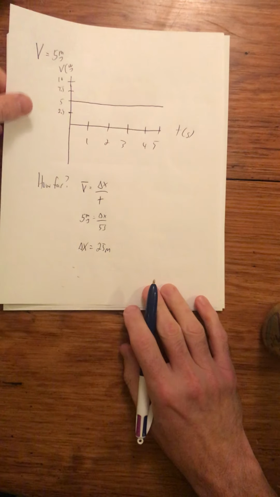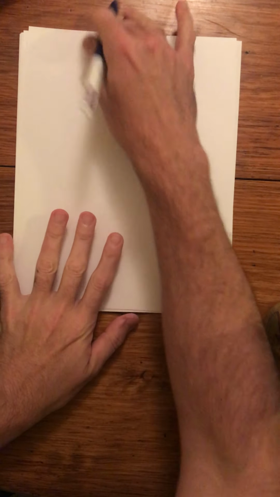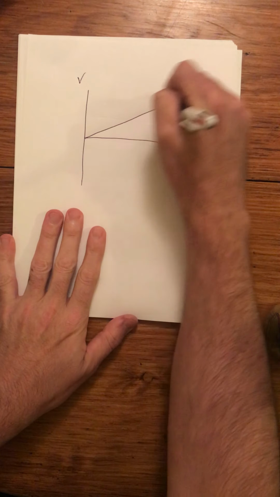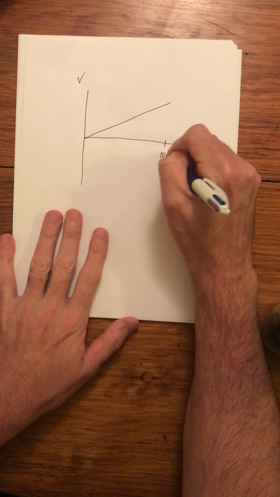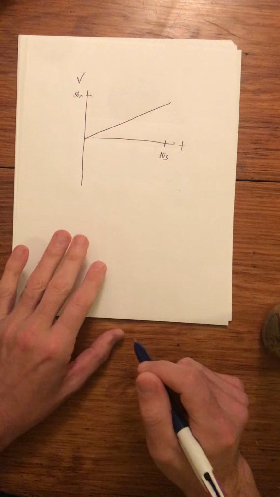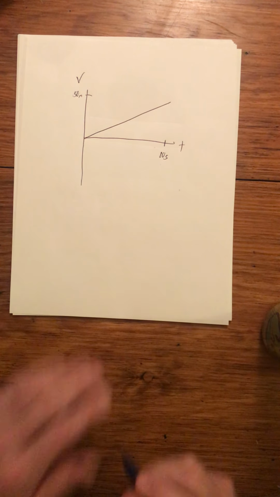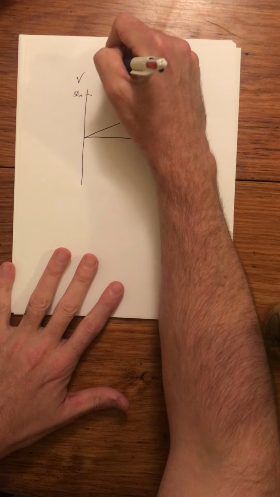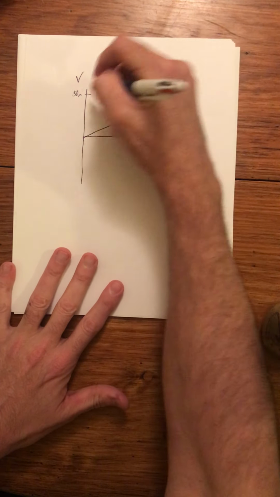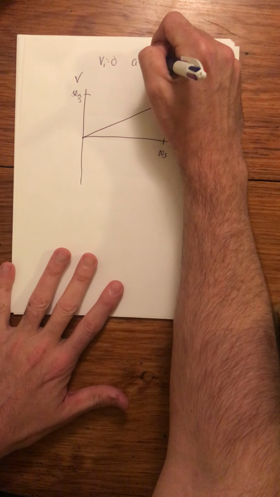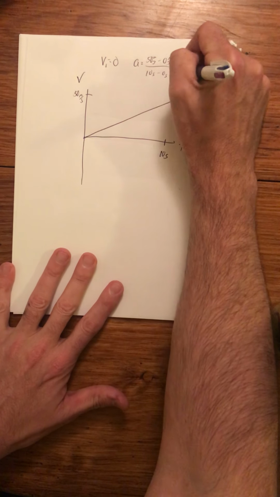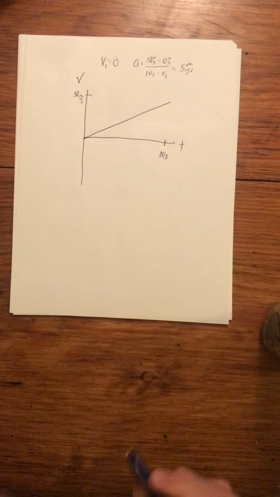Let's say a different graph though. Let's say the velocity versus time graph looks like this. We'll just do nice and simple there, 10 seconds, and then 50 meters per second. That thing had an initial velocity of 0 because it starts at the origin, and an acceleration of whatever the slope is. So that's 50 meters per second minus 0 meters per second over 10 seconds minus 0 seconds, or 5 meters per second per second.